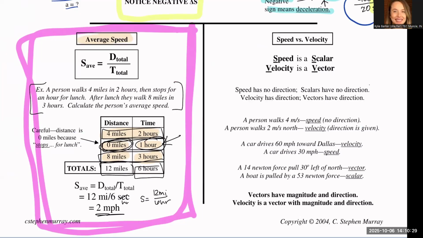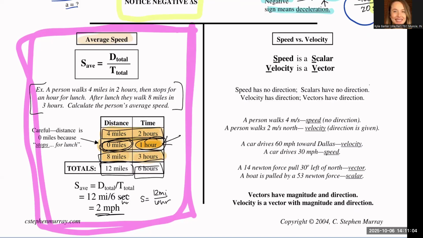And here is another data table that we saw the last couple days. They give us an example of a person who has done a few different legs of walking throughout the day. So the person walks a distance of 4 miles in 2 hours. So they put that information right here. And then they stop for an hour for lunch. They went a distance of 0, but time still passed. So we still got to include that hour. And then after lunch, they incredibly walked 8 miles in 3 hours.